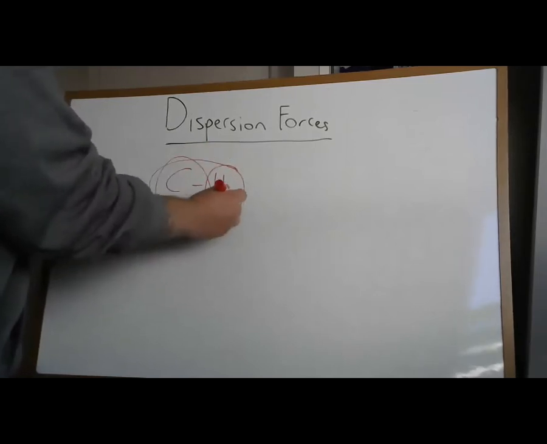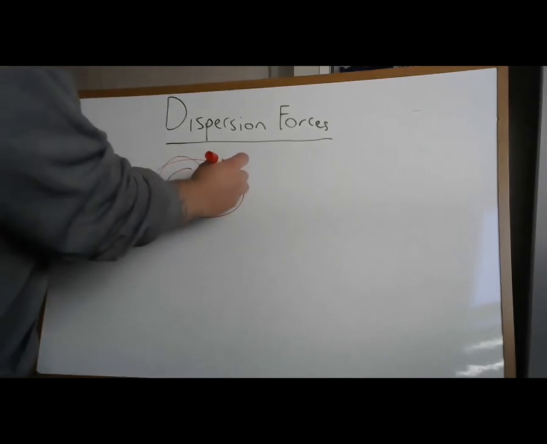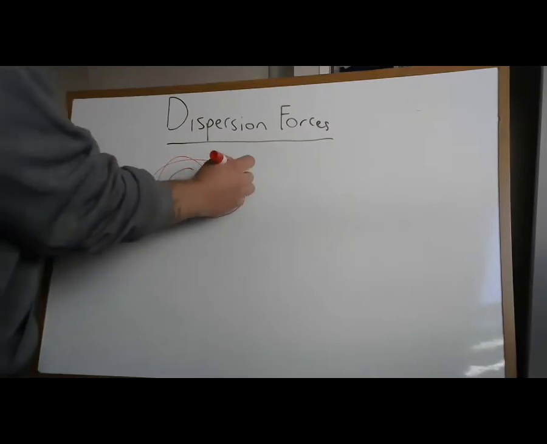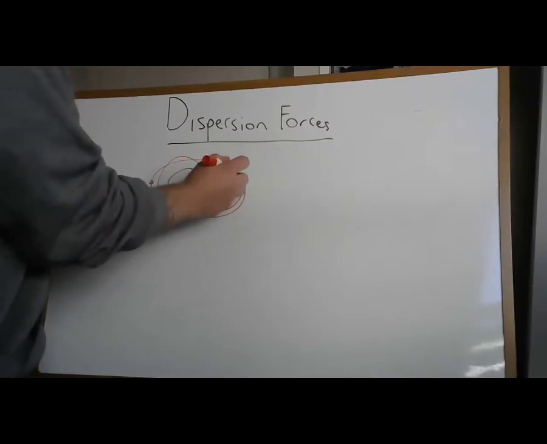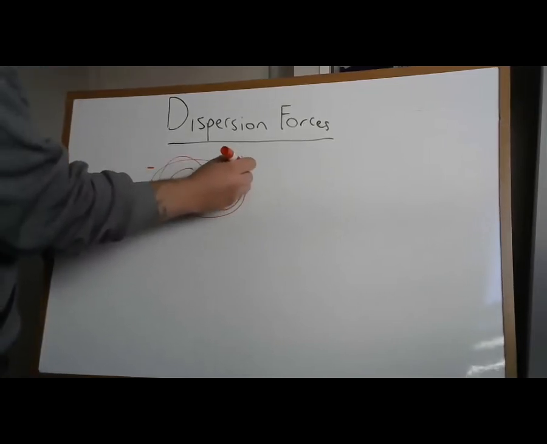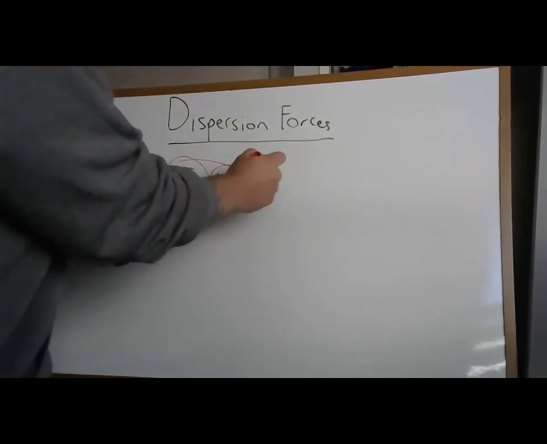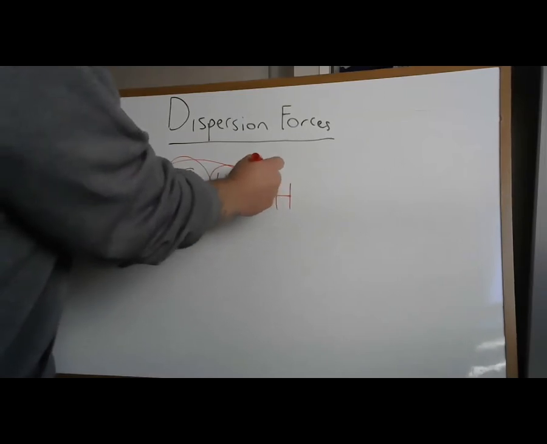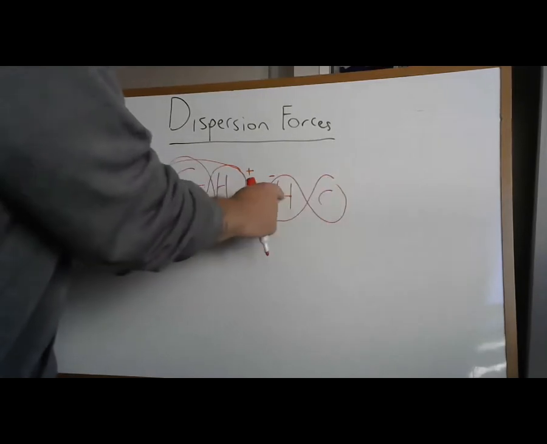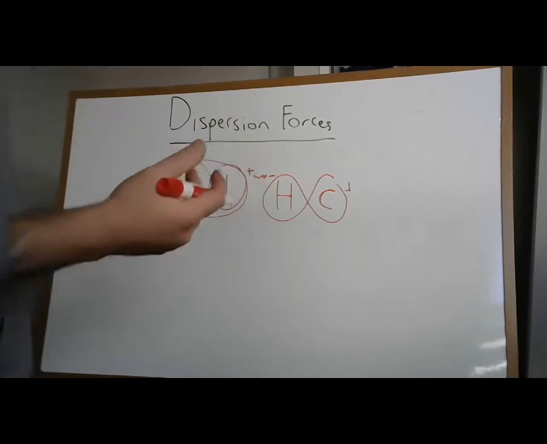Assume they're sharing the outer shells. And on this side, let's say the electron's over here. At some point, the electron will be over this side. So over this side will be negatively charged, this side will be positively charged. And then we have another hydrogen, which over this side, on this molecule, the electron is over here, and you get an attraction through there.